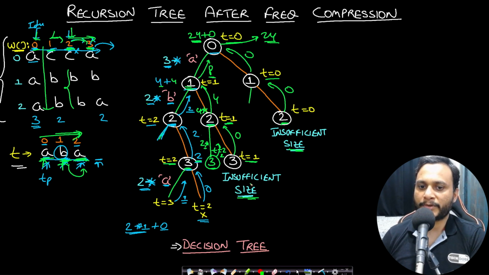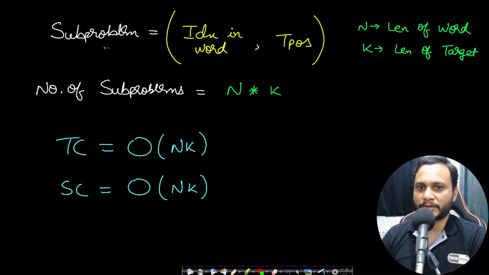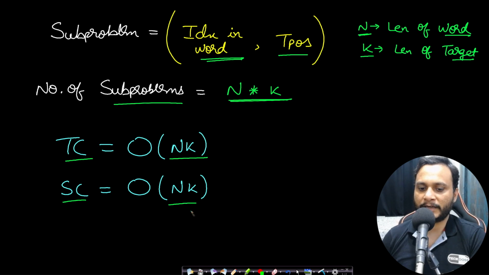And if you use this compressed structure, then the total size of this recursion tree diagram will be 2 to the power of n. Okay. If you do not use dynamic programming. But if you use dynamic programming, it will be in the order of n square or similar. So the sub problem here was the index in the word and the T position. So if I consider that n to be the length of the word and k to be the length of the target, then the number of sub problems is nk, and therefore the time complexity will be nk as well as the space complexity will be nk, right? So I hope you were able to understand this entire problem.